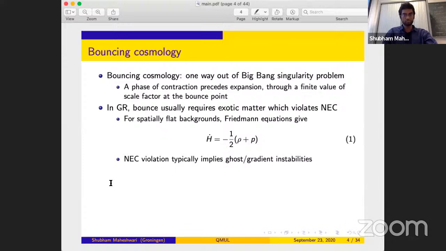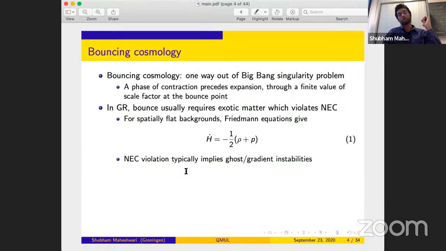For that, you just need to see what the Friedmann equations look like. At least for spatially flat backgrounds where k is 0, the Friedmann equation is given here in equation 1. So you see that H dot is proportional to minus (rho plus p).